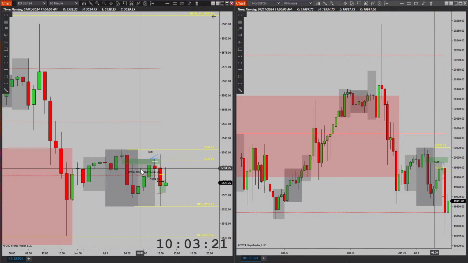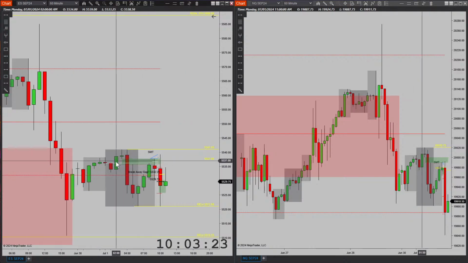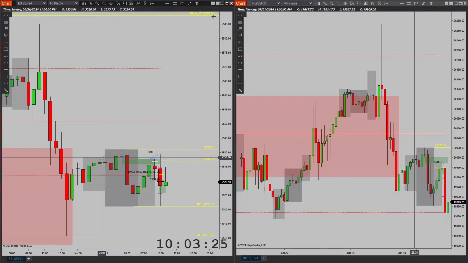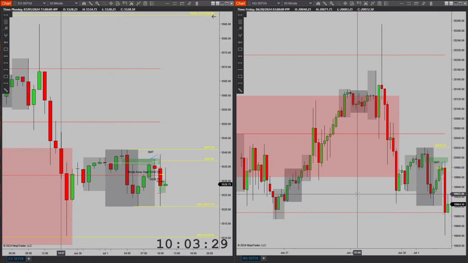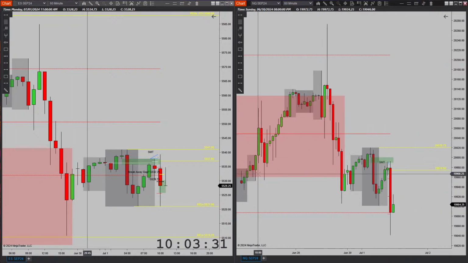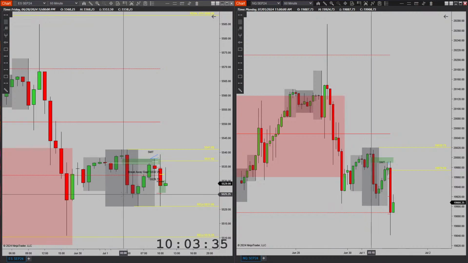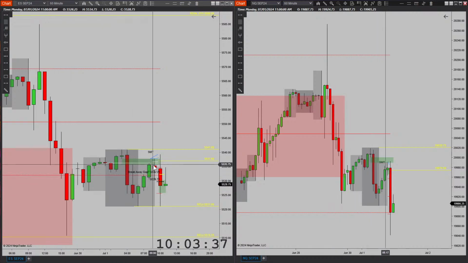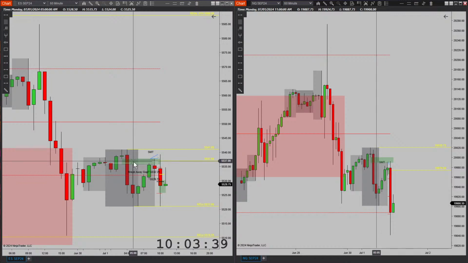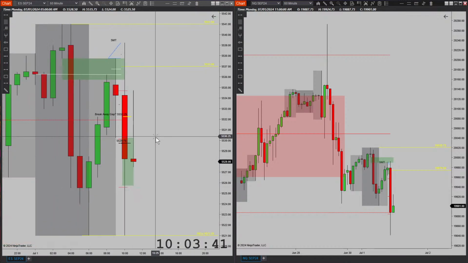Okay, so what did I see coming into this morning? On the hourly, we did take out Asia high. Same with NQ, right? And we left after price drew lower. Price retraced into a gap here on the hourly.